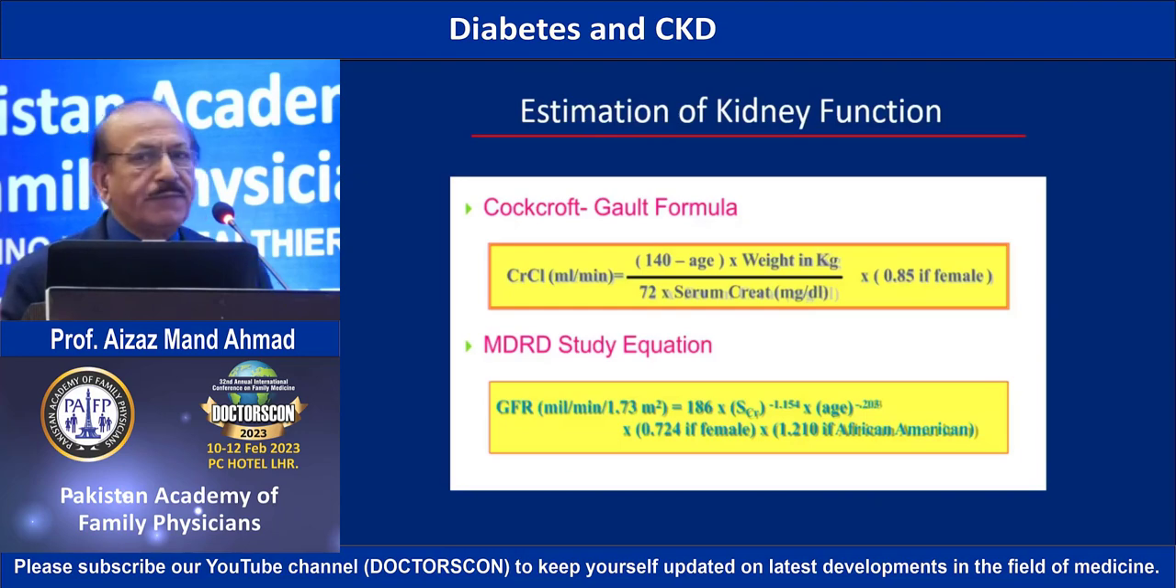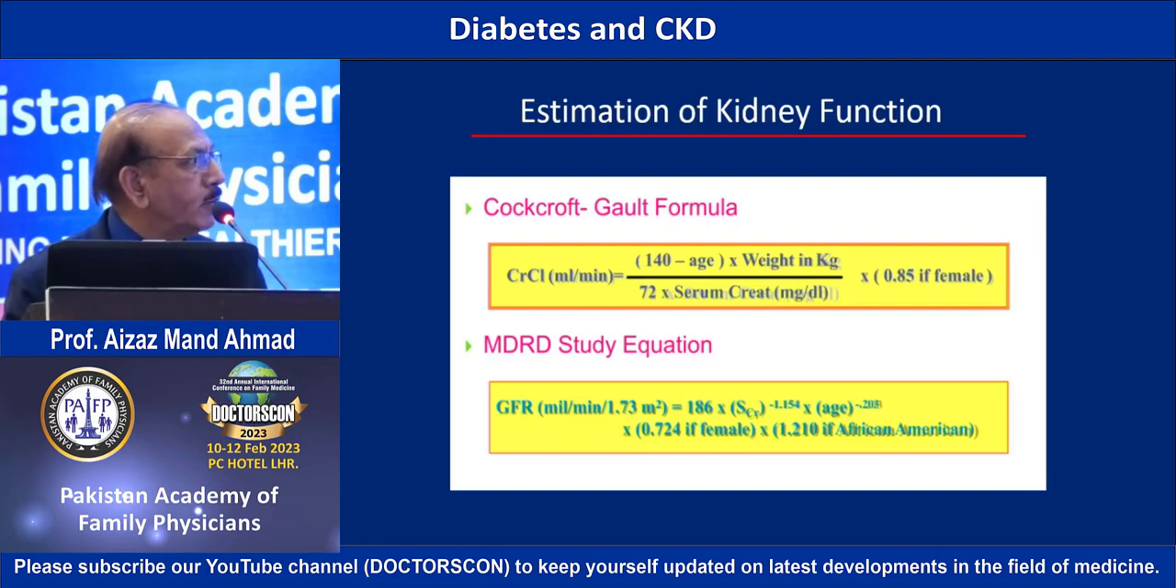Now we're talking about GFR, but what is GFR? GFR you can now calculate, and there are complex formulas. This is called the Cockcroft-Gault formula: you take the age of the person, 140 minus age in years, multiplied by weight in kilograms, divided by 72 times the serum creatinine of that person. And if it is a female, you take 85% value of that. This is an easy way of calculating the GFR.